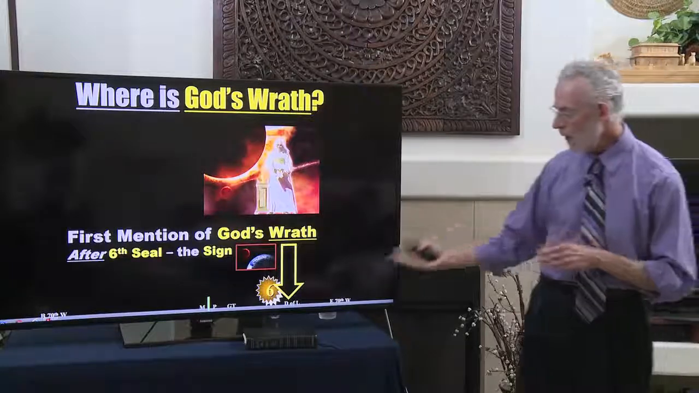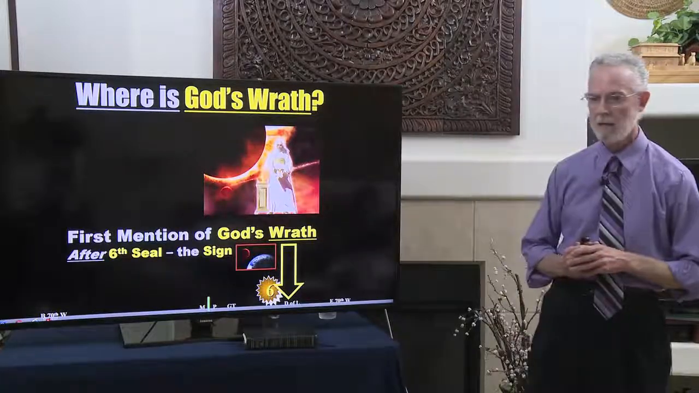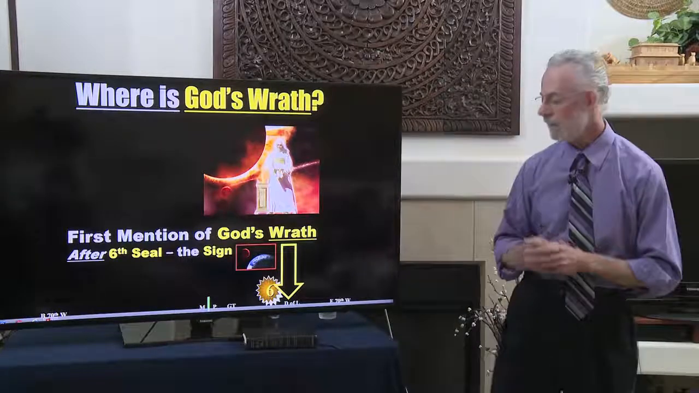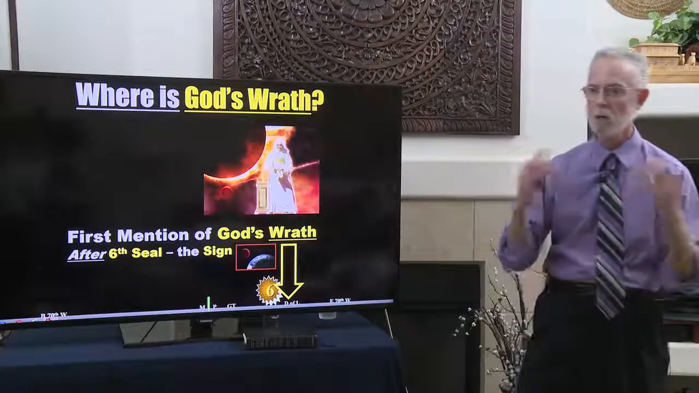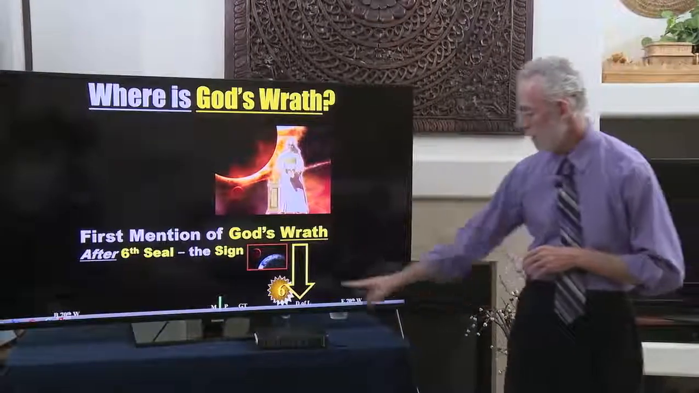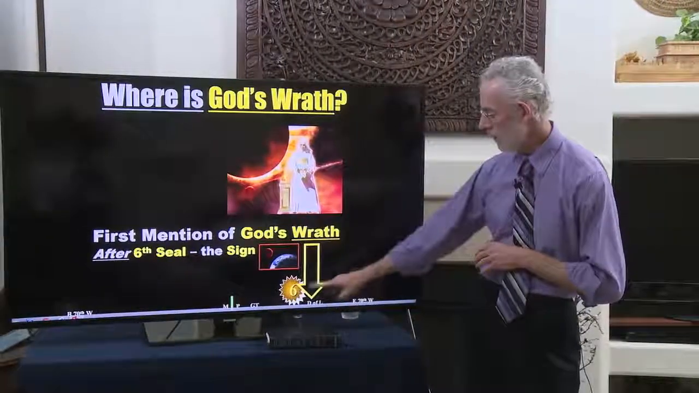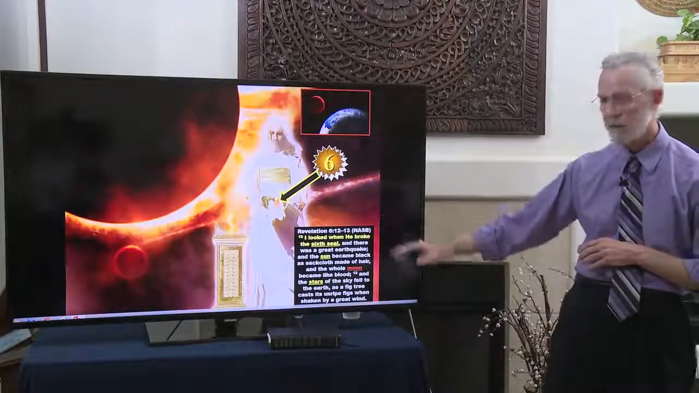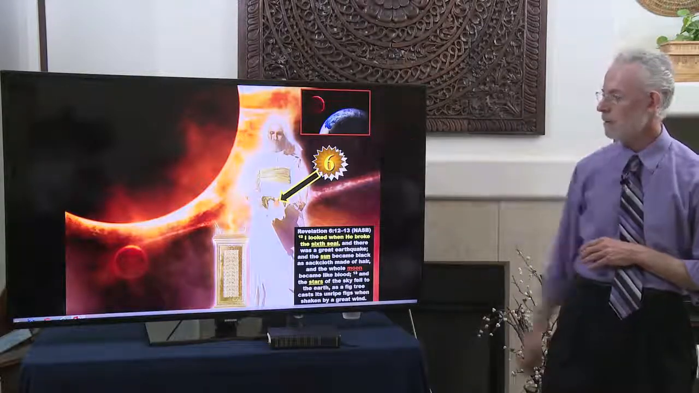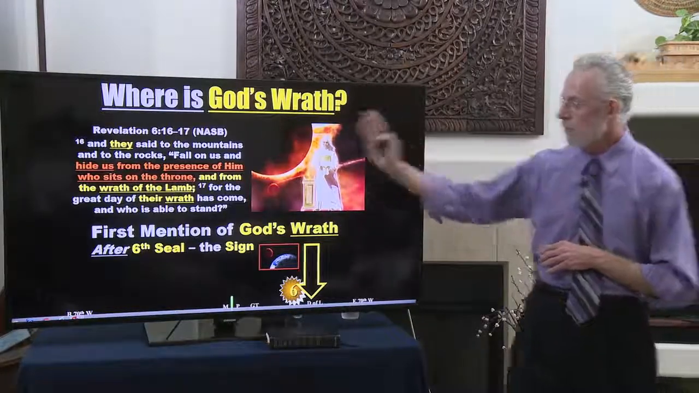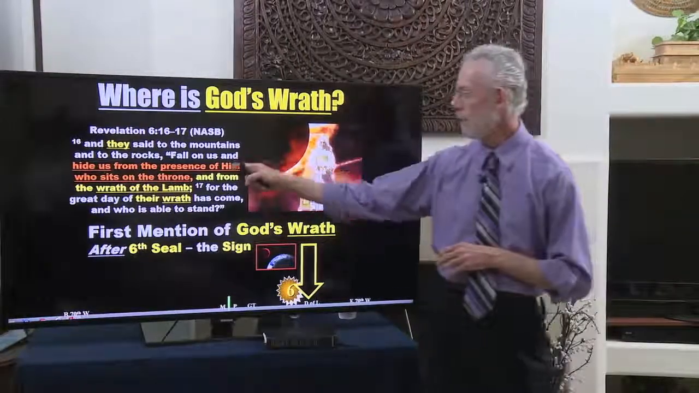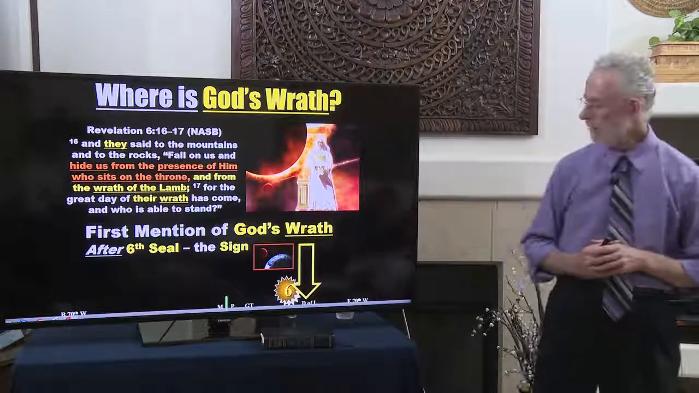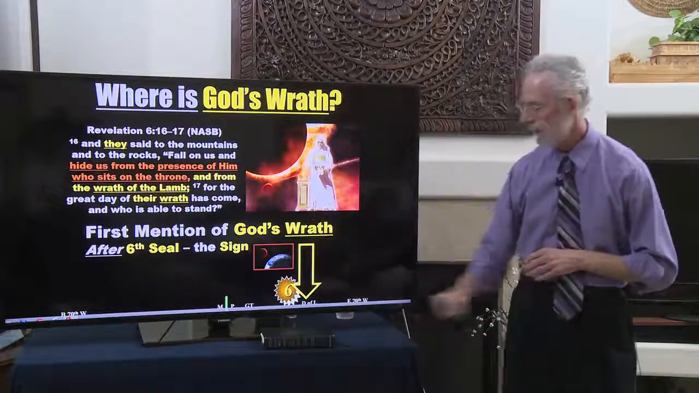Well, the Bible tells us that the first mention of God's wrath is after the sixth seal, because that's the sign God promised to give us. Remember, in the Old Testament prophets, God told us that the sun, moon, and stars would go dark. Joel told us that would happen before the day of the Lord. So the day of the Lord starts over here, sometime in the second half of the 70th week, after the sixth seal is broken. Right? That's the sixth seal. The sun, moon, and stars go dark, and it happens over here. All right, so that's why the unbelievers are hiding. Right? They're hiding in the mountains. They said, hide us from the presence of him who sits on the throne and from the wrath of the Lamb, for the great day of their wrath has come. God's wrath starts over here.